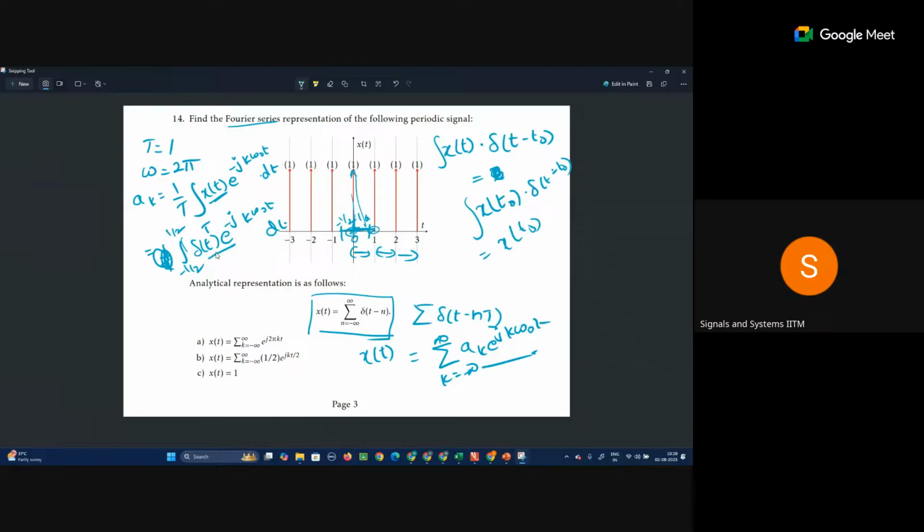So x over here is e power minus j k omega naught t. Here t naught is 0, so we'll be substituting it over here. So e power minus jk omega naught into 0, according to this formula. Is this step clear? Yes, ma'am. So as a result, we will be getting e power 0, which is 1. So ak will be 1.